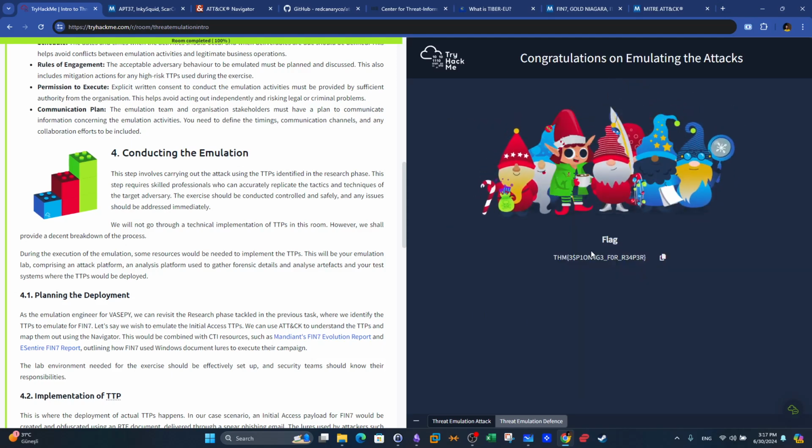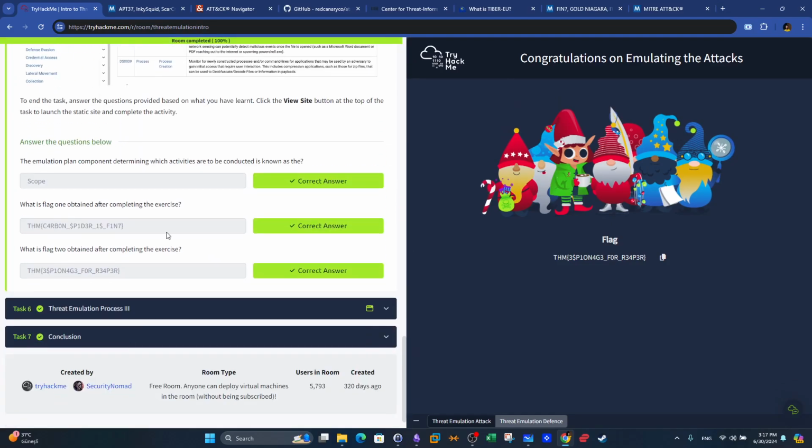And this wraps up this task. Okay, from which you can find the flags. The emulation plan component determining which activities are to be conducted is known as the scope.